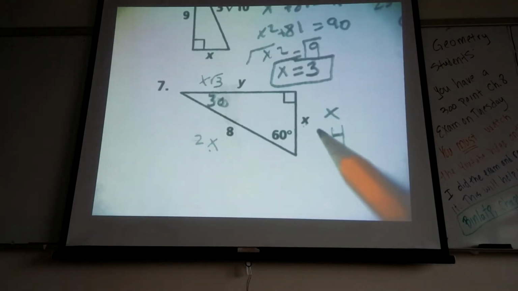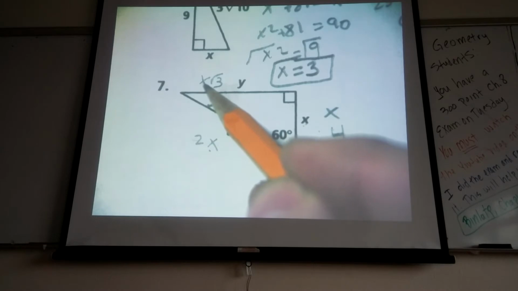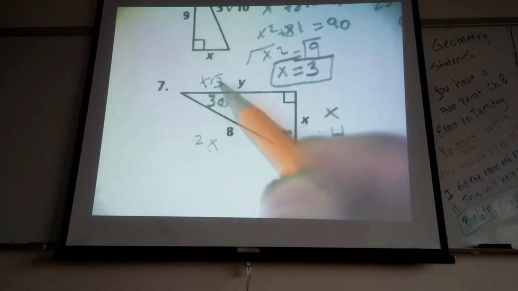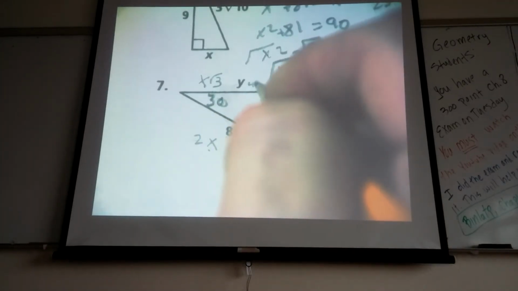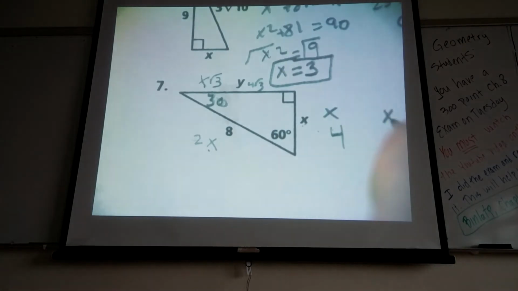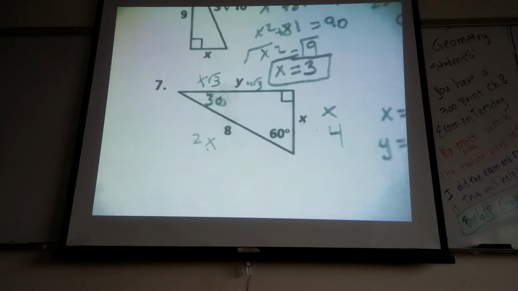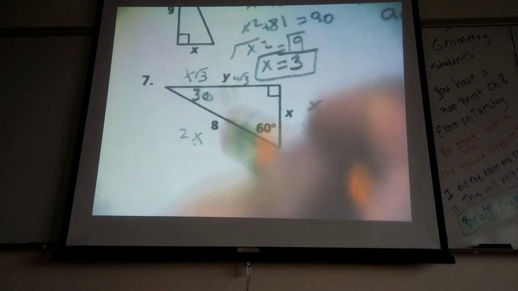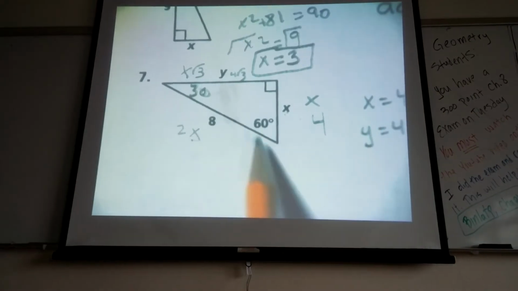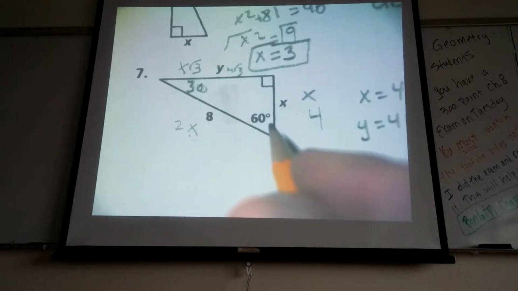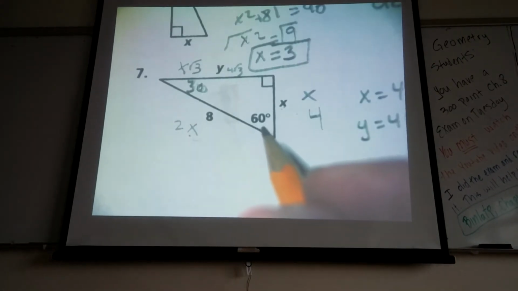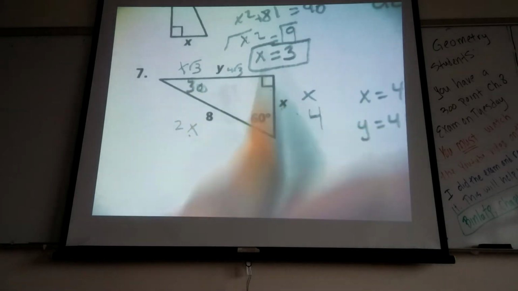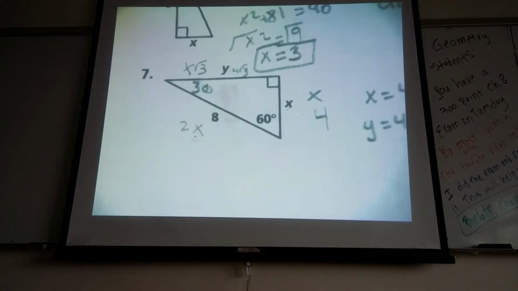And if this is 4, then I go to here and this is going to be 4 square root of 3. So in this case, x equals 4 and y equals 4 square root of 3. You can also use your trigonometric ratios, which are tangent, sine, and cosine, to figure this out. But this is probably the easiest way to figure that one out.